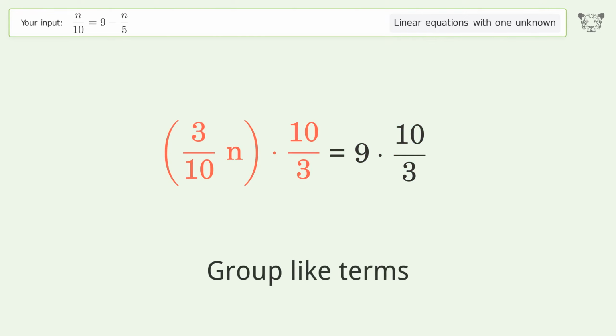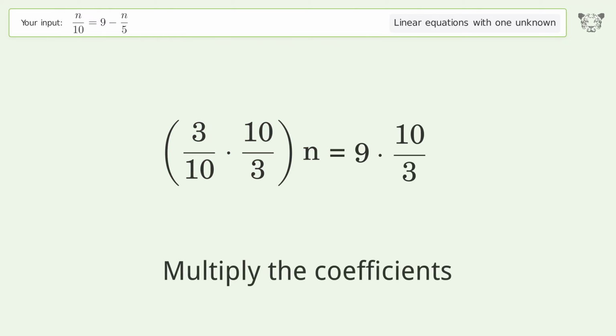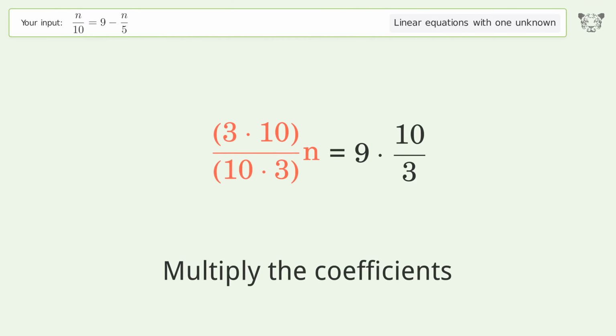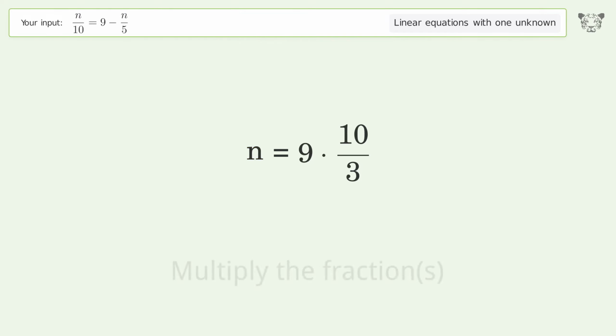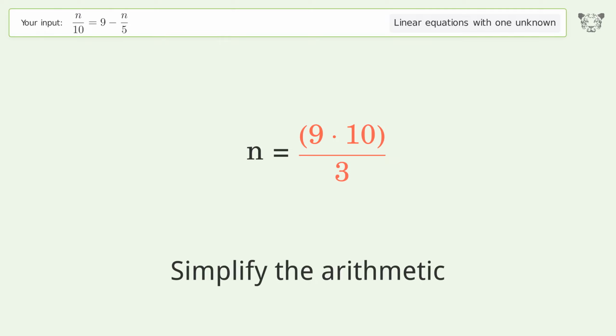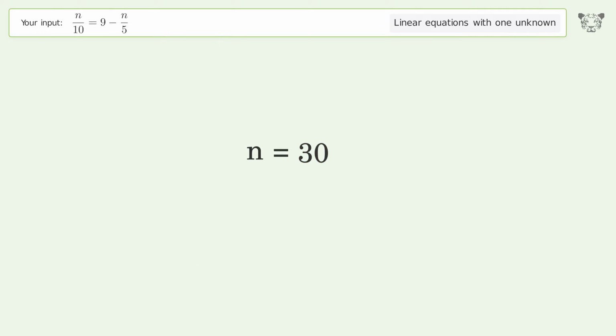Group like terms. Multiply the coefficients. Simplify the fraction. Multiply the fractions. Simplify the arithmetic. And so the final result is n equals 30.